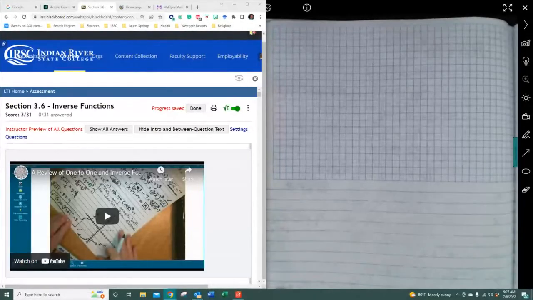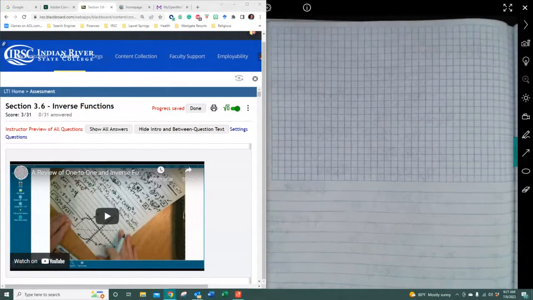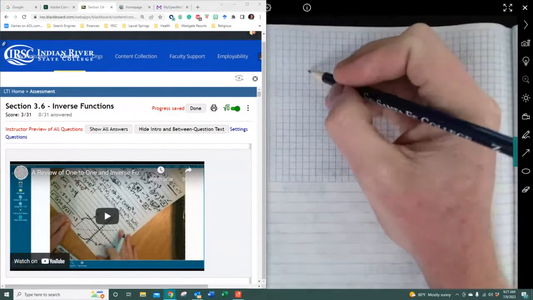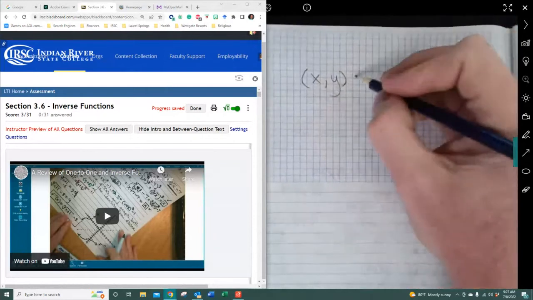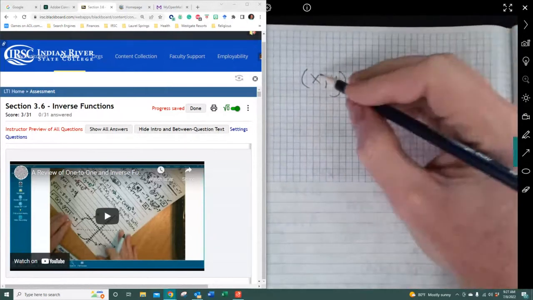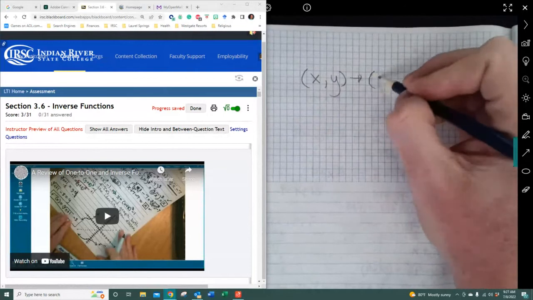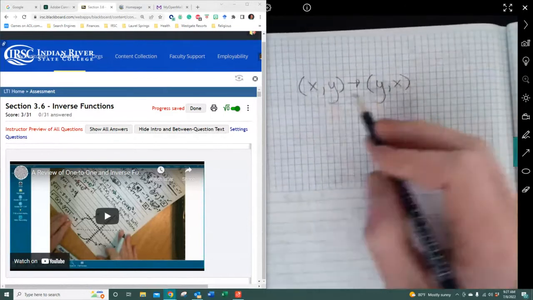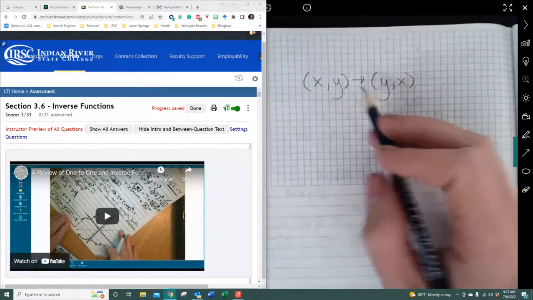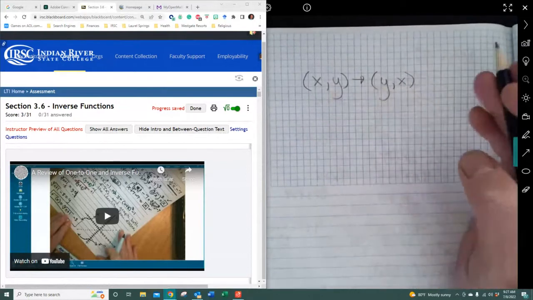All right, this is going to address 3.6 inverse functions. Inverse functions is a concept in which all you're doing is basically switching x and y. So the inverse of (x, y) becomes (y, x). All coordinate points of any system of inverse must be able to satisfy this condition.